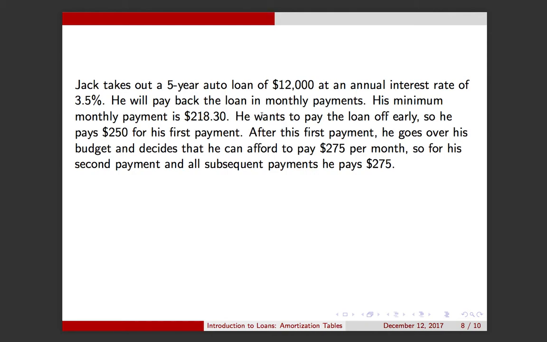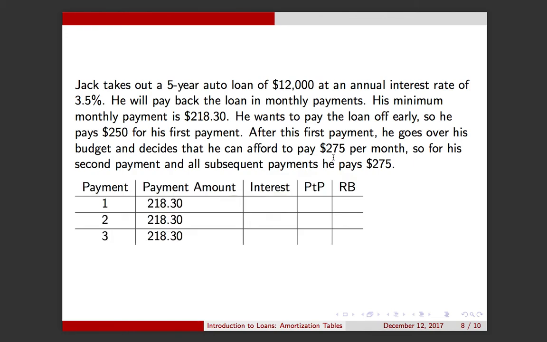This Jack guy is going to pay off the loan early, so he's going to pay $250 for his first payment. So instead of a check for $218.30, his first check is for $250. After this first payment, he goes over his budget and decides he can actually afford $275 a month. So from then on, he'll pay $275 a month, not $218.30. So let's build an amortization table for this scenario.